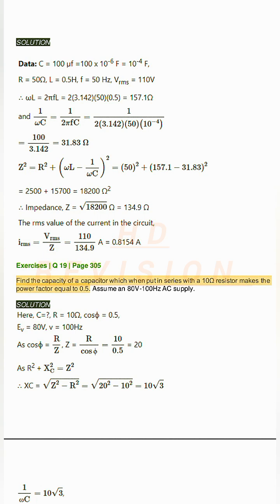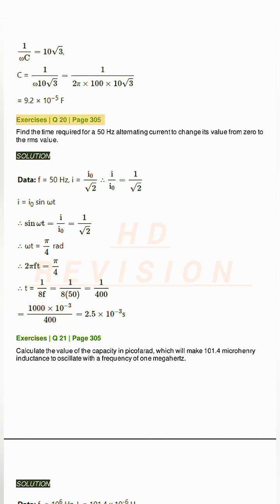Exercises Q19, page 305. Find the capacity of a capacitor which when put in series with a 10 ohm resistor makes the power factor equal to 0.5. Assume an 80 volt, 100 Hz AC supply. Solution.